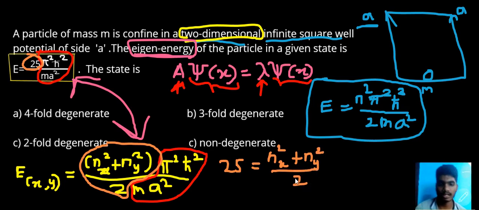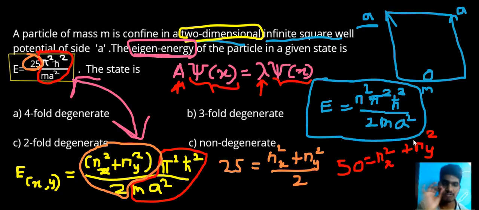When multiplying 2 on both sides, you get this equation as 50 is equal to n of x square plus n of y square. We have to find the quadrants. Here n is said to be the wave function.